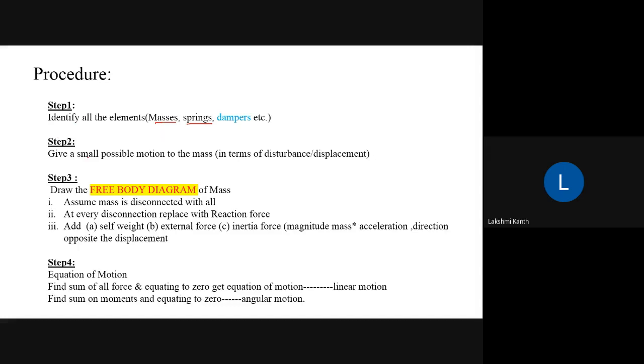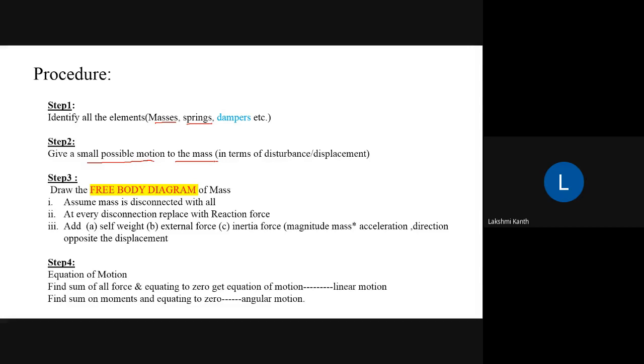And the next, step two, after identifying this: give a small possible motion to the mass, that is, in terms of a disturbance and displacement. Why is it necessary? It is necessary because, to exhibit oscillations or vibrations, a vibrating system must always undergo some initiation process. Okay, so that process we treat in terms of the disturbance and the displacement. So give a small possible motion to the mass, in terms of displacement.